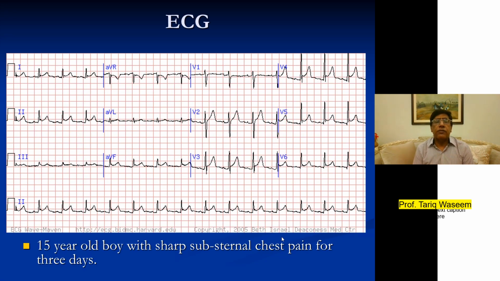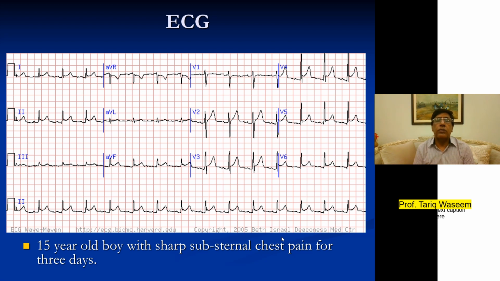This is an ECG of the same boy, a 15-year-old boy with sharp substernal chest pain for the last 3 days. Generally, the ECG may not be very diagnostic, but in some cases there are very specific findings. The most universal finding may be just a sinus tachycardia, as this gentleman has a heart rate of around 100 beats per minute.